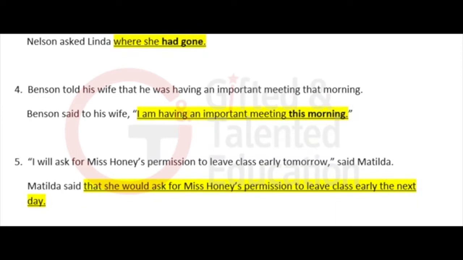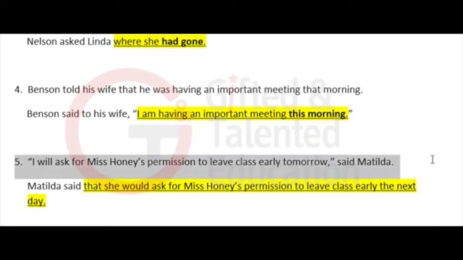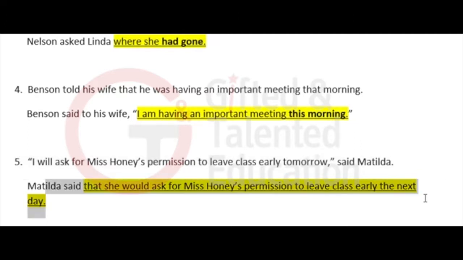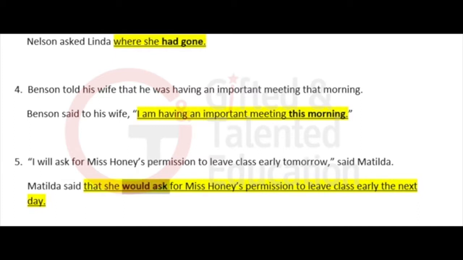Question 5. "I will ask for Miss Honey's permission to leave class early tomorrow," said Matilda. In the reported speech, Matilda said that she would ask for Miss Honey's permission to leave class early the next day. Do note the changes as follows: would ask, the next day.